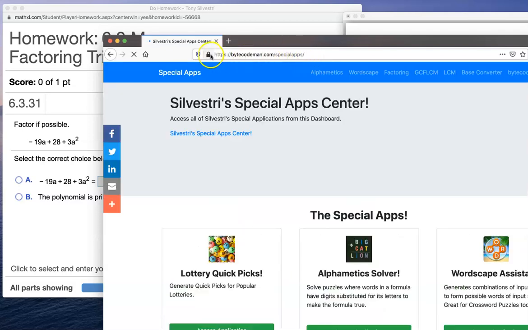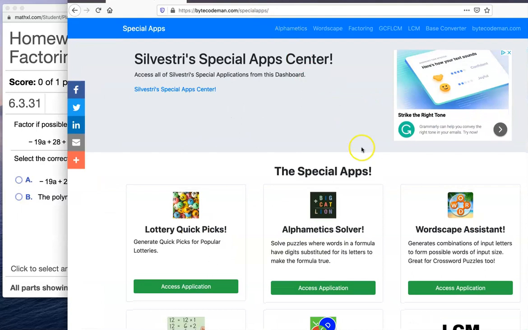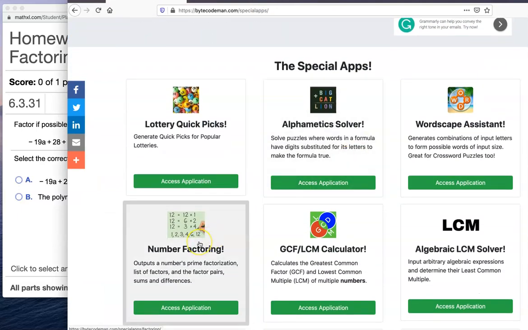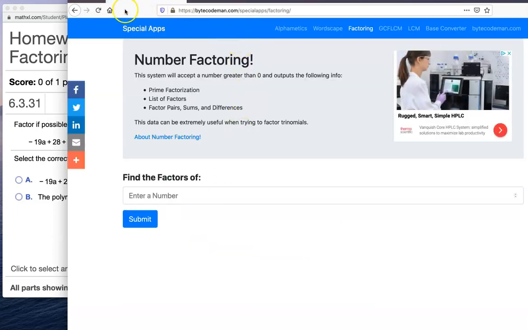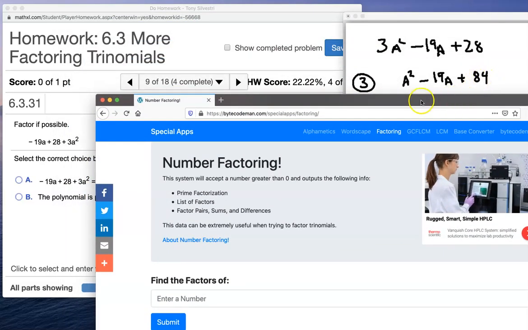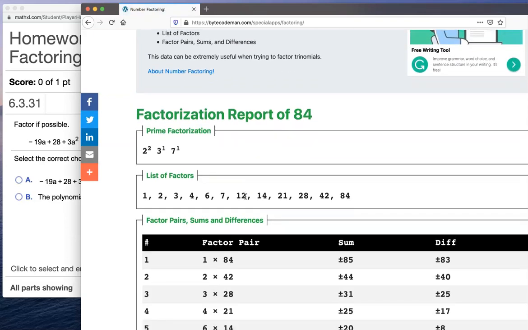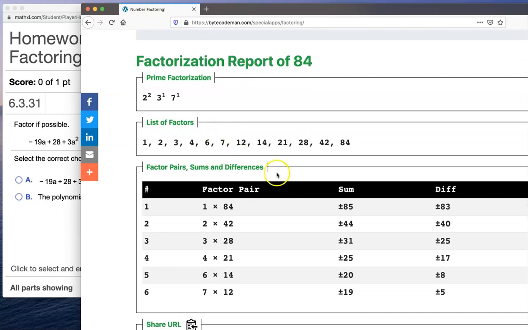So this is the link to the website that's going to provide some tools that I use for my classes. Now, in this website, I developed a bunch of little programs here. Number factoring is the one that you're going to use. So when we go to number factoring, what we want to do is take this number 84. Put that in there. Submit it. And it gives you a whole big report on the number 84. Okay, it gives you a prime factorization. But what you care about is down here. Factor pairs, sums and differences.